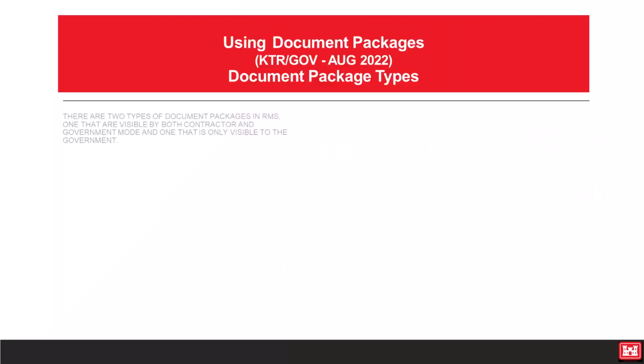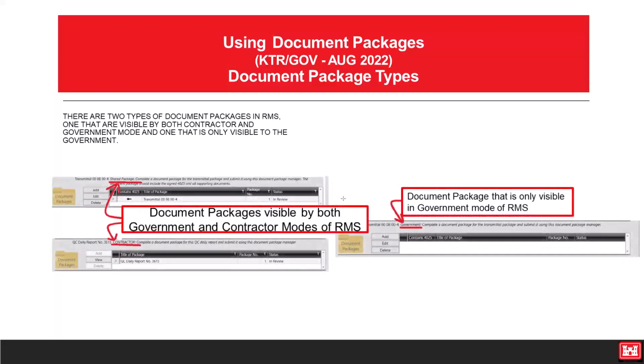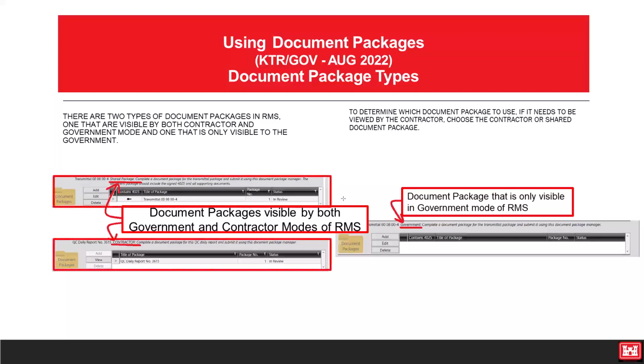There are two different types of document packages in RMS. One that is visible in both contractor and government modes, as well as one that is visible only to the government. To determine which document package to use, if it needs to be viewed by a contractor, choose the contractor or shared document package as labeled in RMS. We will now demonstrate document package examples in both modes accordingly.